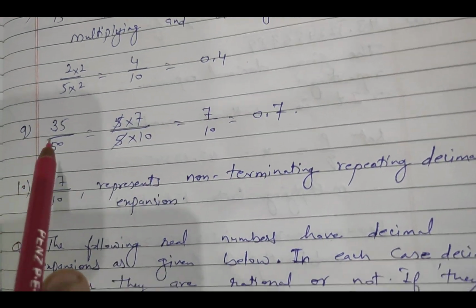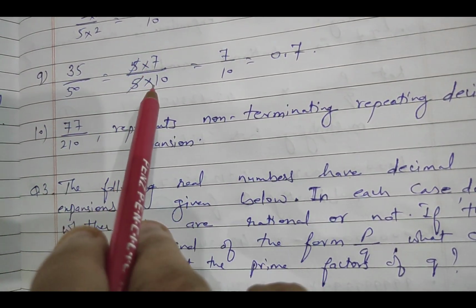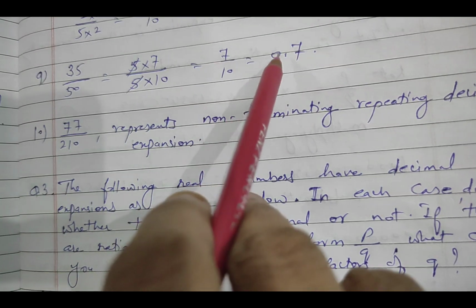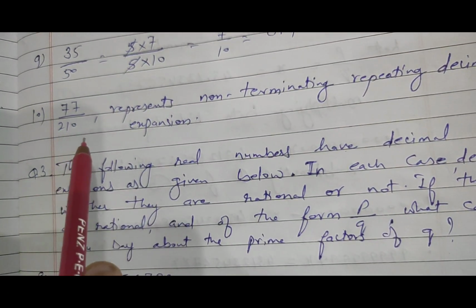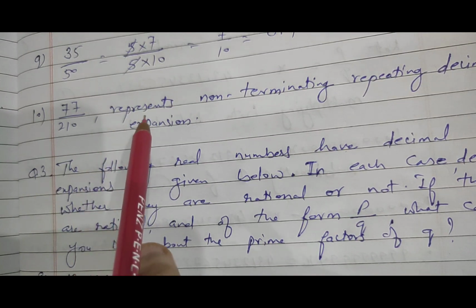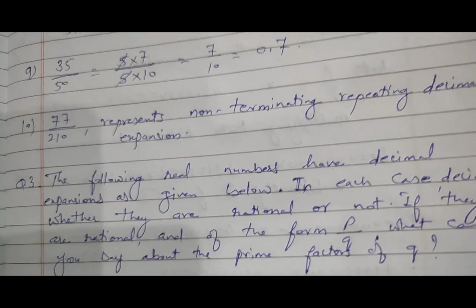Right? Next is 35 upon 50. So 5 gets cancelled. 7 upon 10. As you know, 7 upon 10 means 0.7. And 77 upon 210. It is a non-terminating repeating decimal expansion. Right?